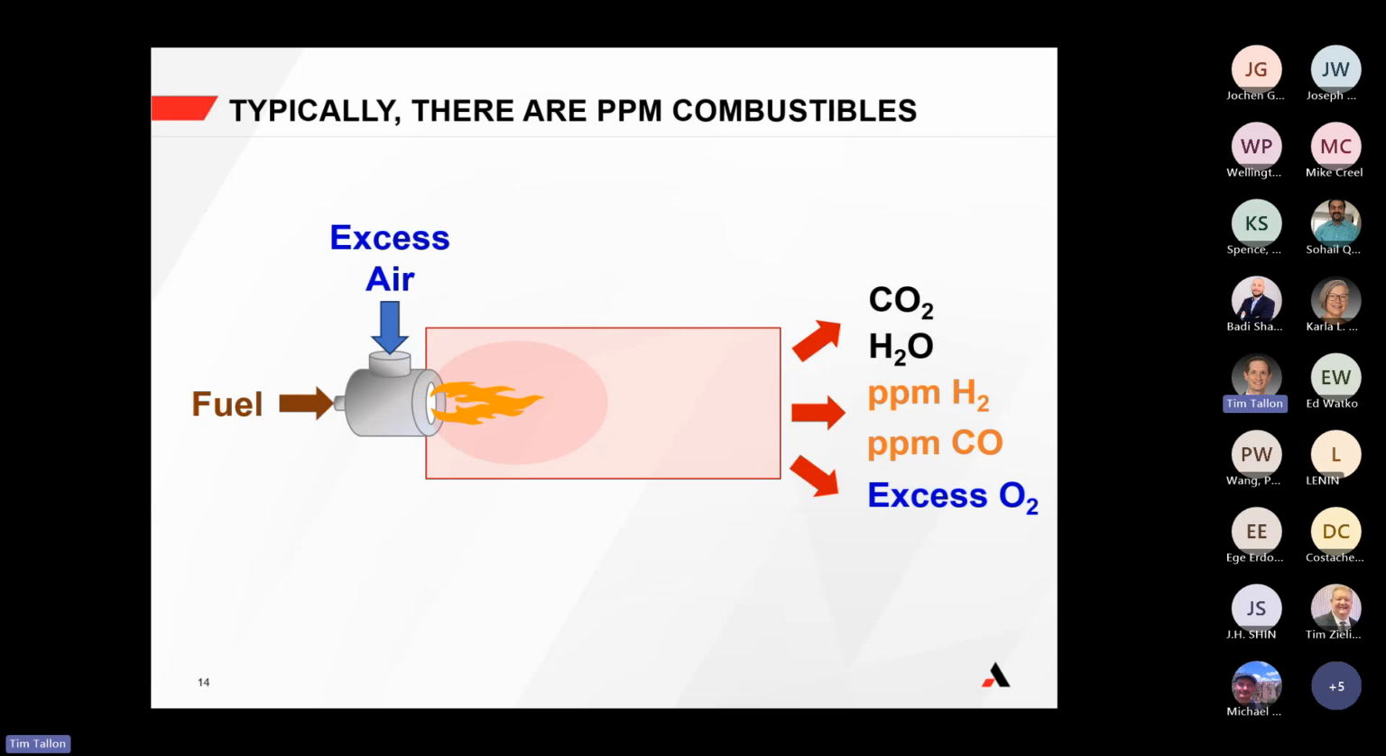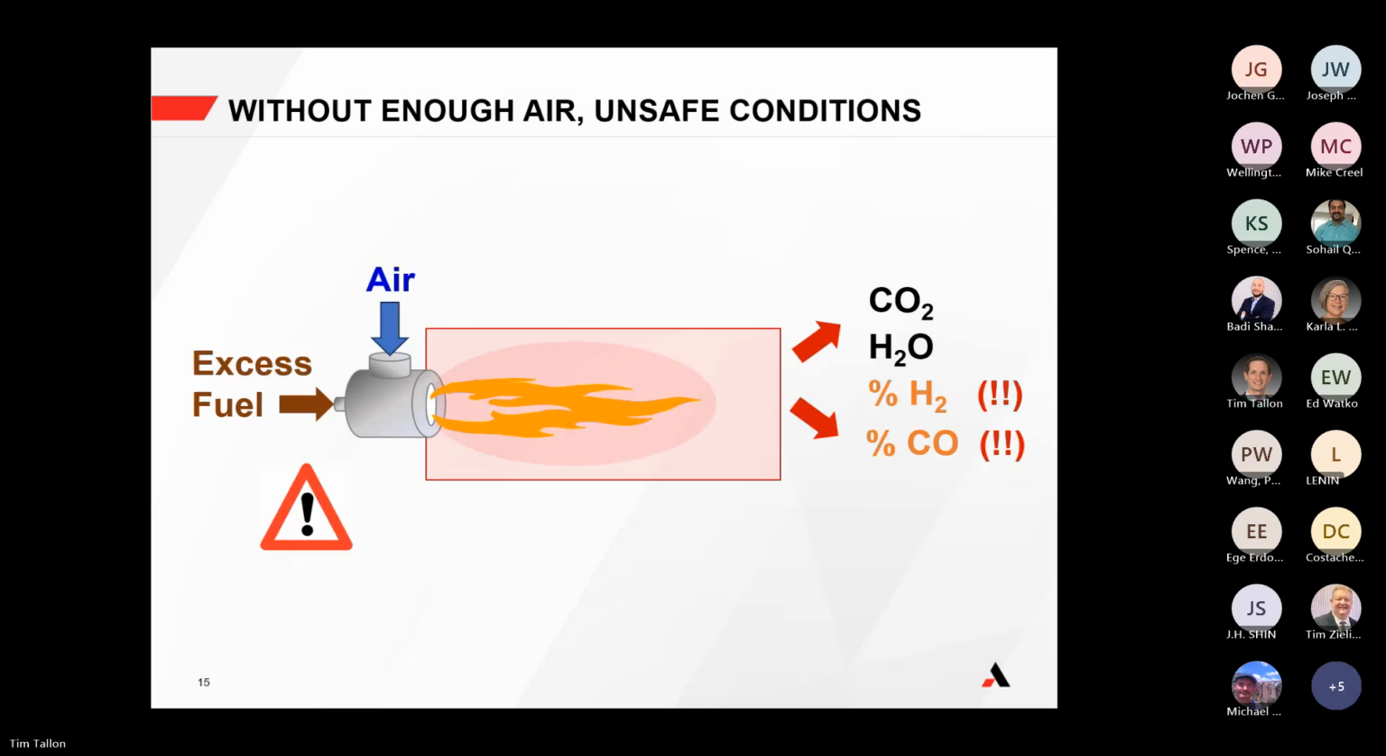However, without enough air, we are confronted with unsafe conditions. If you have an excess of fuel, that potentially could lead to a hazardous condition where you generate percent levels of hydrogen and percent levels of carbon monoxide, because you don't fully get all of the oxygen, you don't fully get all of the energy out of the fuel. And as a result, it's less efficient and also creates a very unsafe condition for users. So we want to prevent an unsafe condition, and we want to make sure that there's enough air at the burner, so that there's enough excess oxygen in the flue gas for safe operation of the burner.